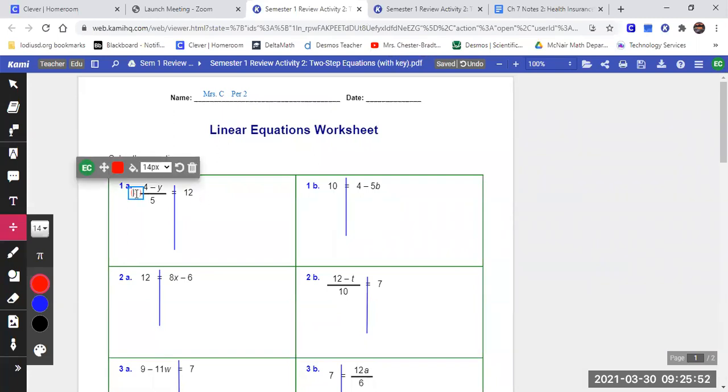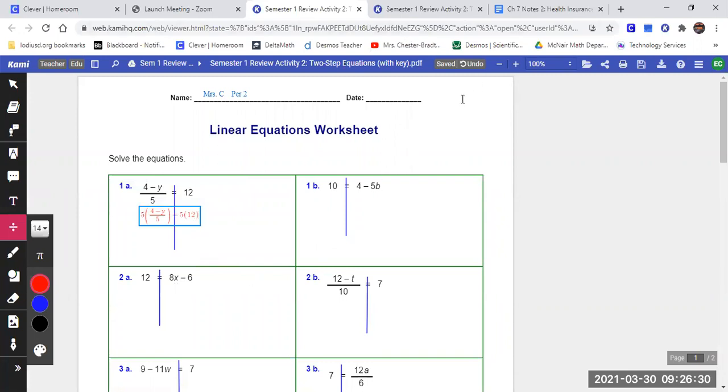So let me rewrite that differently though. This is just too confusing this way. So I'm going to have a 5 that I multiply the whole fraction by, 4 minus y, divided by 5, parentheses. And we're going to do the other side, that's going to be equal to a 5 times a 12.